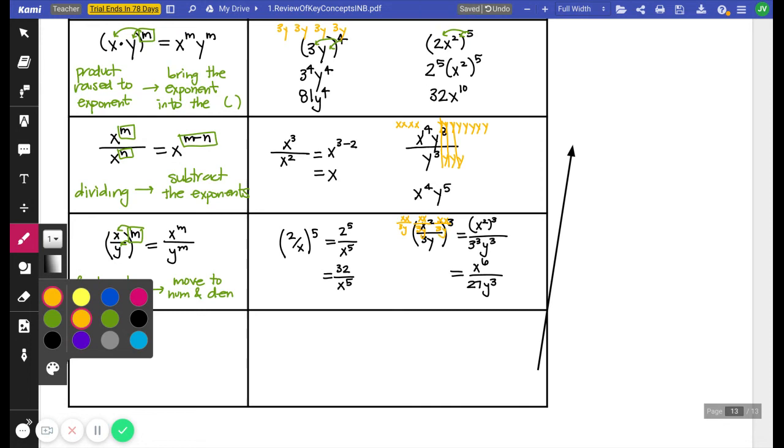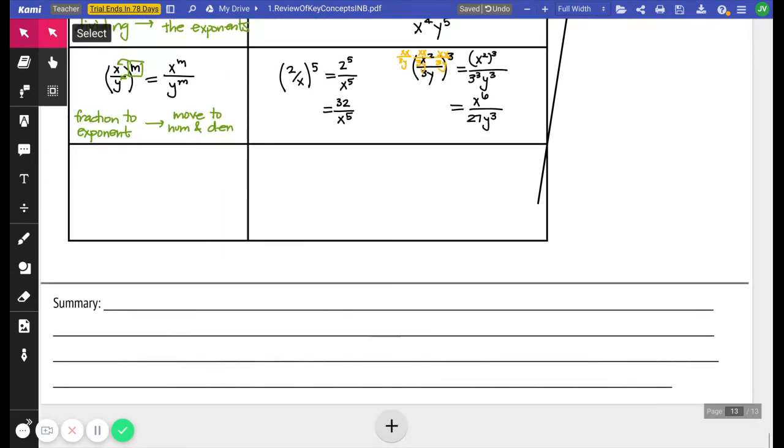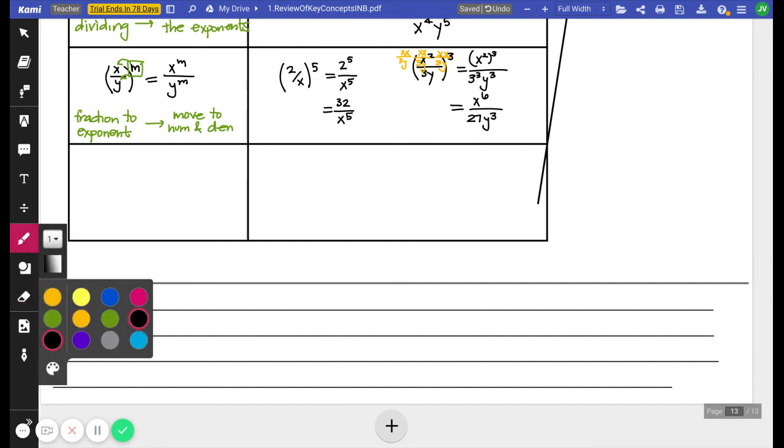The very last one's probably the toughest one, but we will accomplish it. If we have x to the negative n, or 1 over x to the negative n, negative exponents move across to the other side of a fraction.